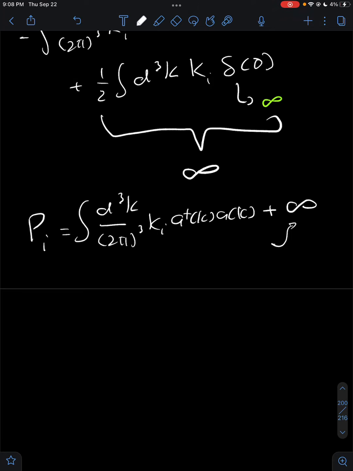So this is a pretty famous problem in quantum field theory. It's more famous for the Hamiltonian, which we'll be covering in the next video. But it's a problem. It's a big problem.